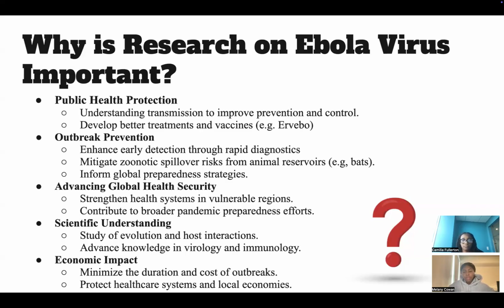In summary, Ebola research is vital for controlling the virus itself, but it also enhances our overall capacity to respond to infectious disease. It supports public health initiatives, protects the economy, advances science, and will strengthen global preparedness for any future outbreaks. Next slide.